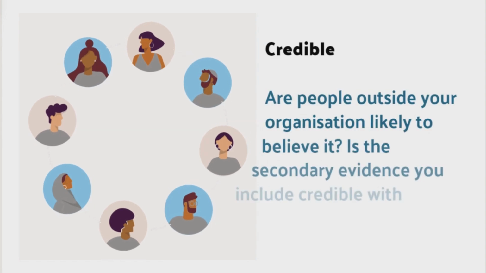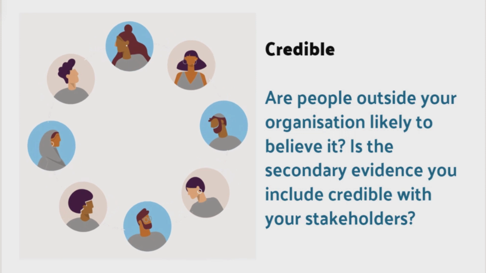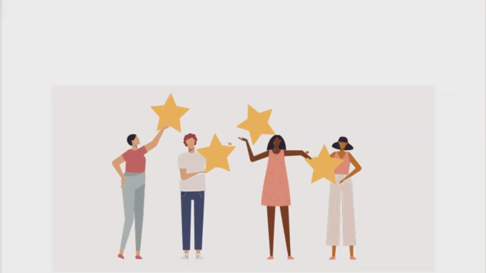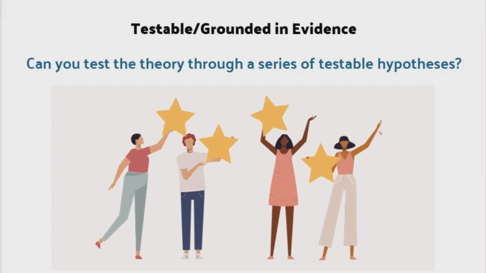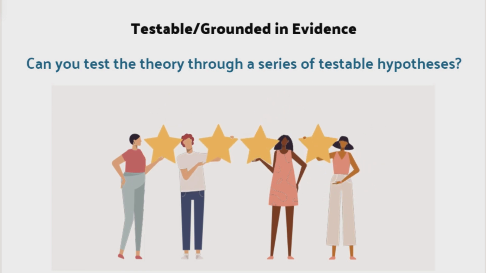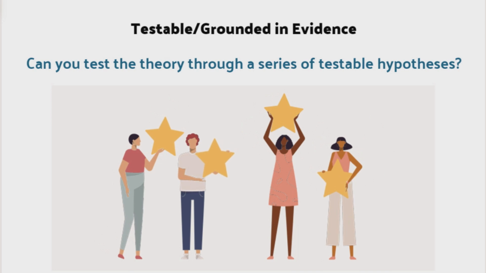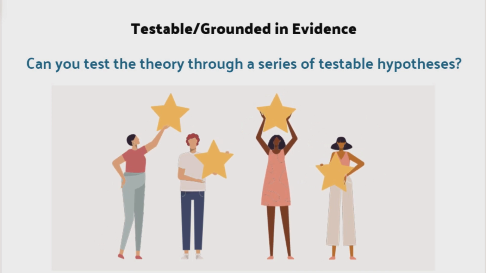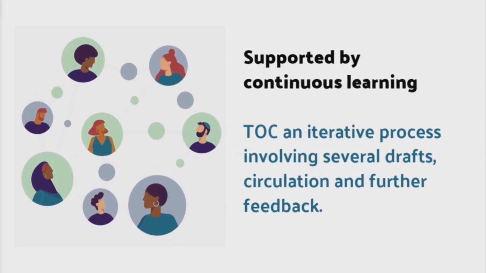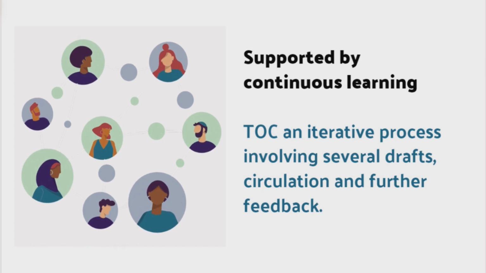Is it credible? Are people outside your organization likely to believe it? Is the secondary evidence you include credible with your stakeholders? Is it testable and grounded in evidence? Can you test the theory through a series of testable hypotheses? All the elements should theoretically be assessed using research and observation, even though you may not have the resources to assess this yourself. And lastly, is it supported by continuous learning? TOC is an iterative process involving several drafts, circulation, and further feedback.